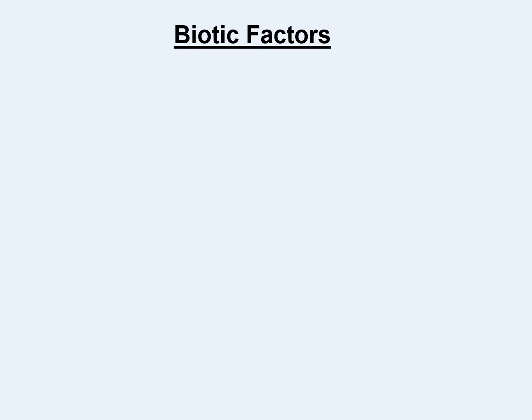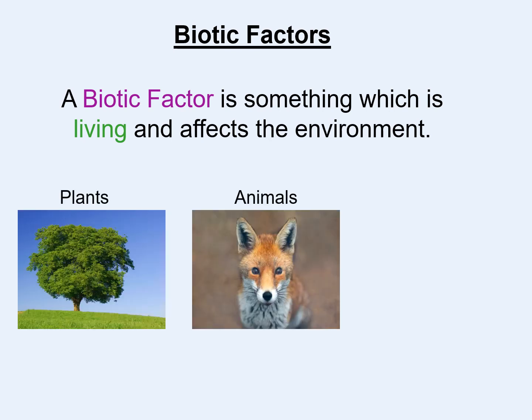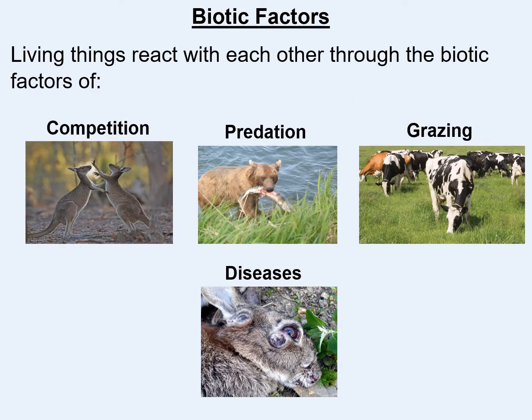Let's look at biotic factors in more detail. So a biotic factor is something which is living and affects the environment. So this could be how plants, animals, and microorganisms interact with each other. So what are these biotic factors, and how do these organisms interact with each other? Well, organisms may compete with each other for limited resources, for example, food, shelter, and mates. So competition would be one of your biotic factors.